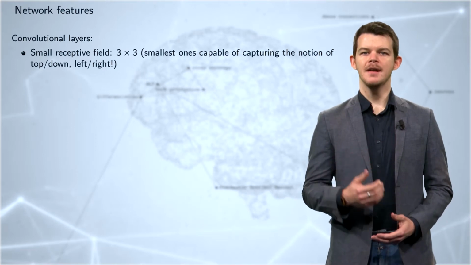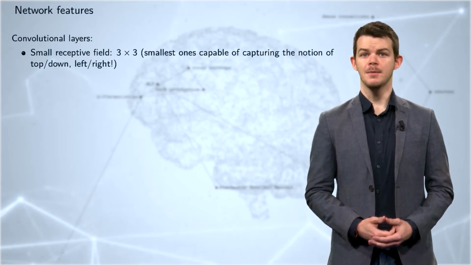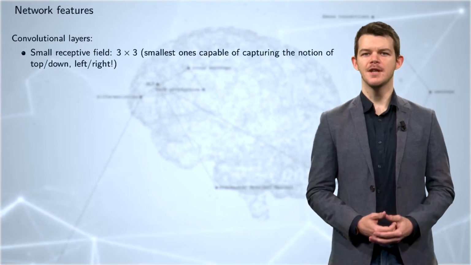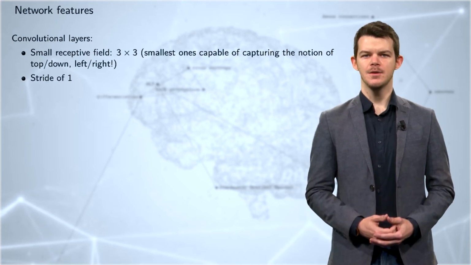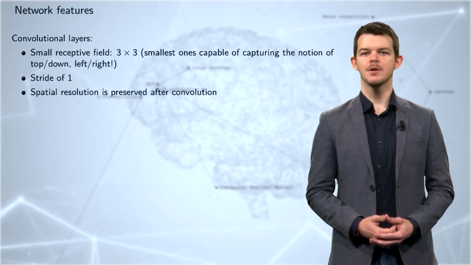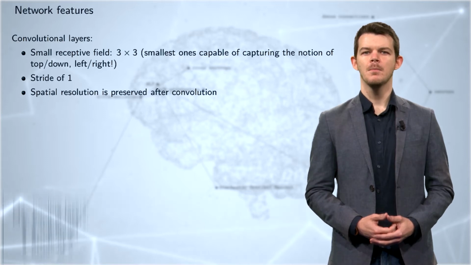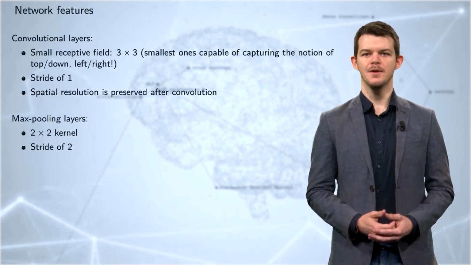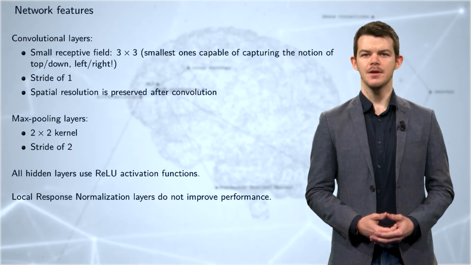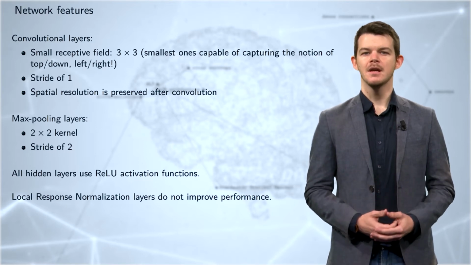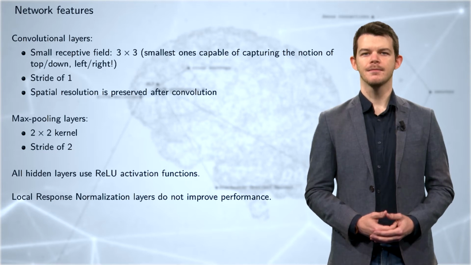The receptive fields in the convolutional layers are of size 3 by 3, which is the smallest size capable of capturing the notions of top-down, left-right. The stride is set to 1 and the padding is used to preserve the spatial resolution after convolutions. Pooling layers with 2 by 2 receptive fields and a stride of 2 are used. All activation functions are ReLU. Note that the local response normalization does not improve the performance. Indeed, nowadays, this type of layers is not often used.